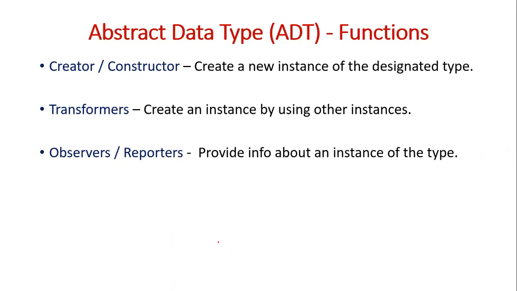Just now we discussed an example ADT for stack, where there are functions like push, pop, and all these things. A typical ADT, such as the stack data type, will have three types of functions. What are they? It will have a creator or a constructor function, which is used to create a new instance of the particular data type. New instance means one variable of that particular data type.